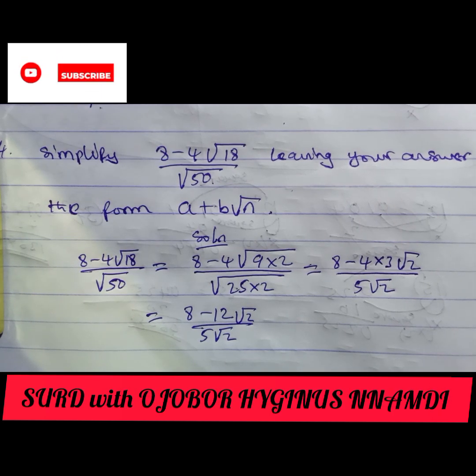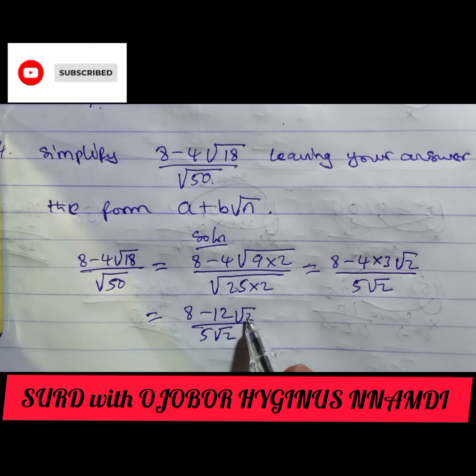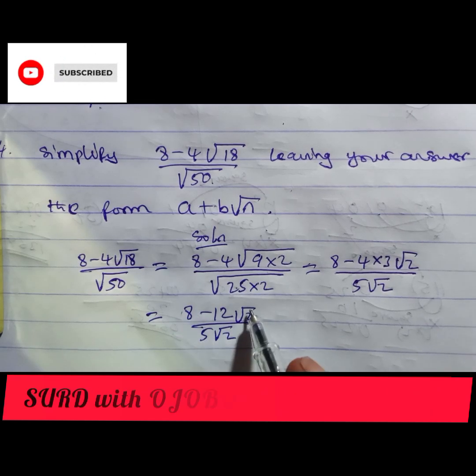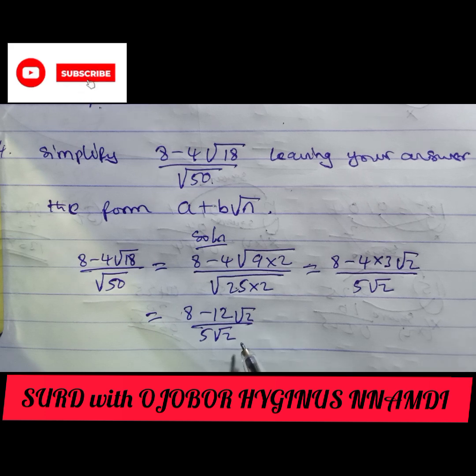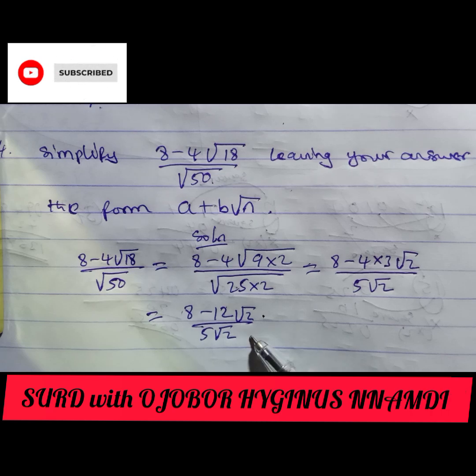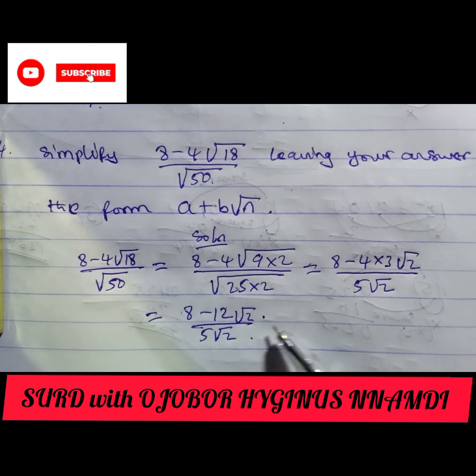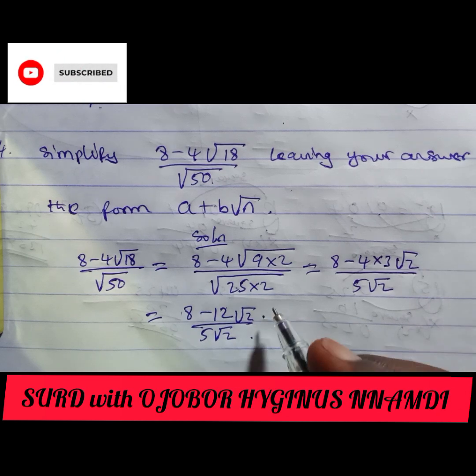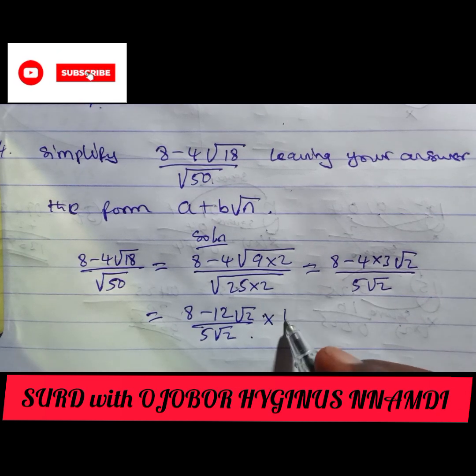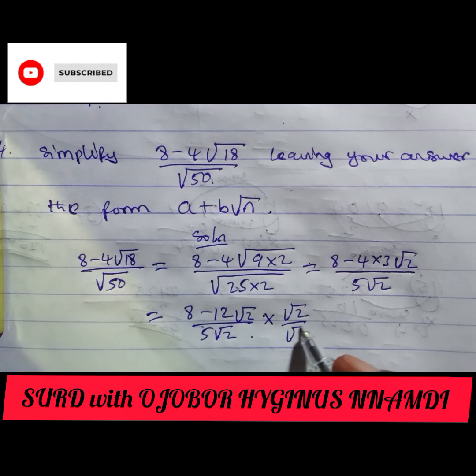But we cannot leave it like this, and you cannot subtract 12 root 2 from 8 because they are not similar. This one is not carrying root, this one is carrying root 2. So what do we do? We cannot leave it like this. We have to rationalize, by multiplying both the numerator and the denominator by the conjugate of the denominator. And what we have at the denominator is root 2. That's what we can rationalize with to eliminate the root. So we are going to say times root 2 over root 2.